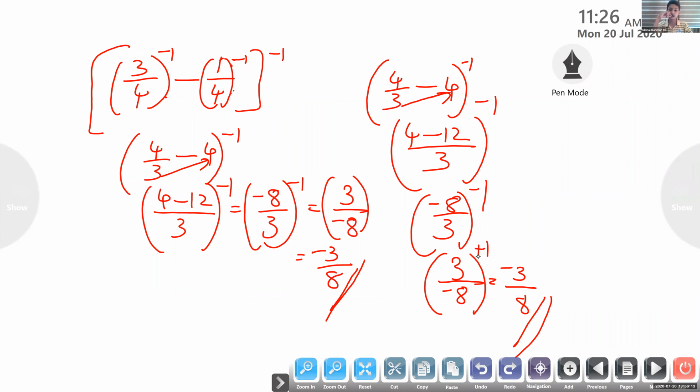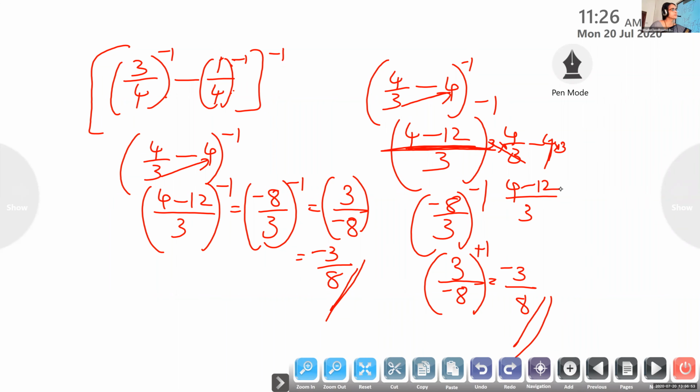Ma'am, can you put the negative to top? Yes. We can do that. Negative 8 we can take. Ma'am, how did we get negative 8? Negative 8 is 4 minus 12. Here 4 by 3 minus 4. Subtraction of rational numbers. Here LCM is 3. So we are multiplying both by 3. So 3 gets cancelled. Here 4 into 3 is 12. 4 minus 12 is negative 8.